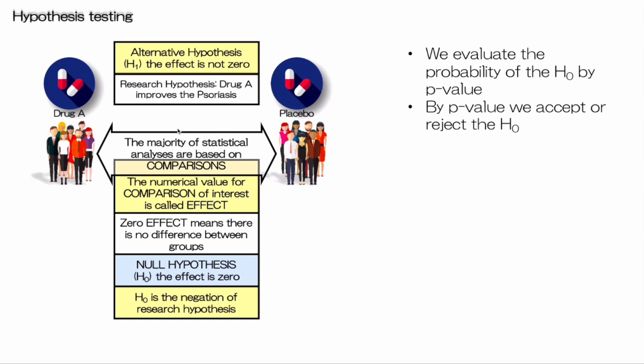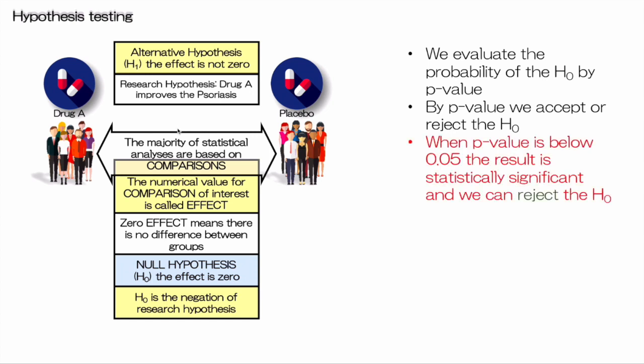We calculate the p-value, and based on this calculation, if it's over 0.05, then we accept the null hypothesis, and when it's below 0.05, like here, less than 0.05, then in this case we reject the null hypothesis and accept the alternative hypothesis, and we say the drug A can improve the psoriasis, for example. In some studies, the cutoff level is 0.01, as you see here, and they need more precision and use this value.